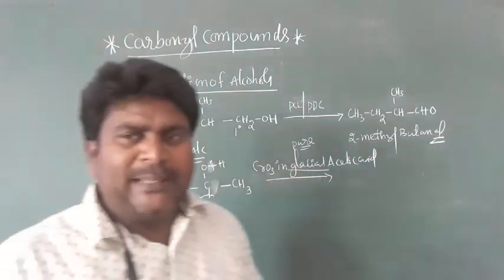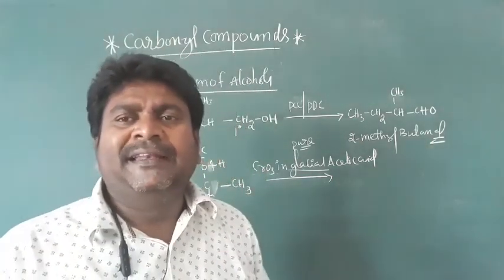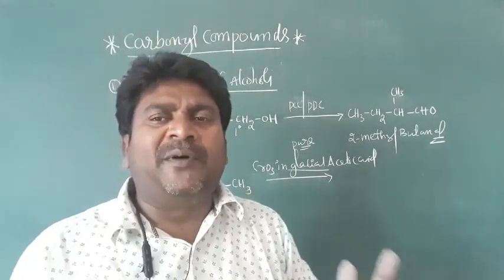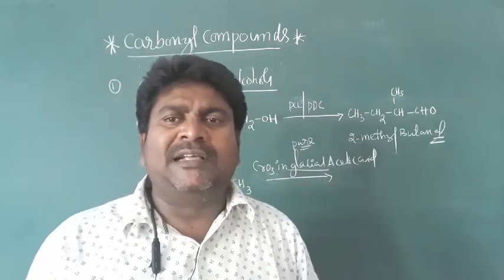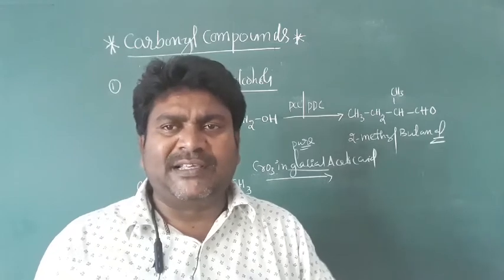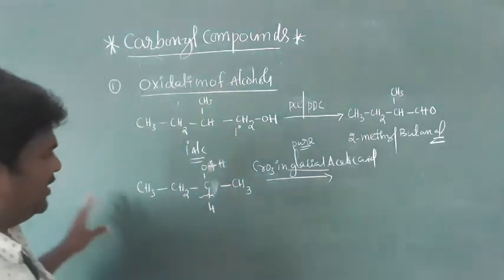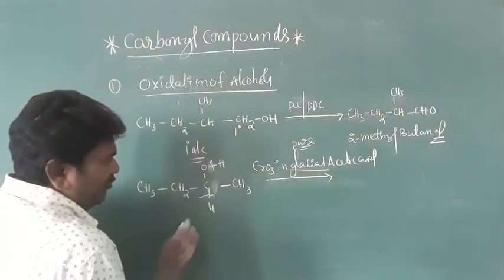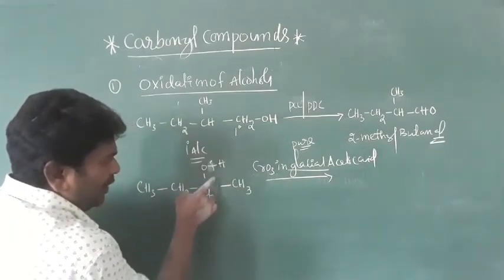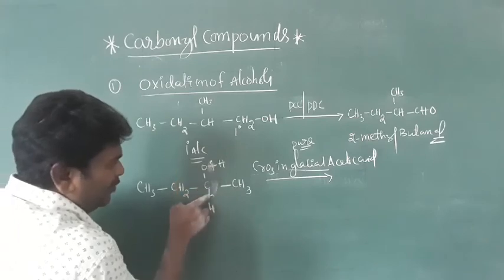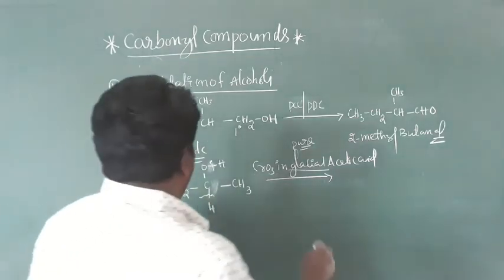I told you so many times: if two sigma bonds are lost, we will get one pi bond. If one pi bond is lost, we will get two sigma bonds. It is vice versa. So here, one pi bond between carbon and oxygen, and one sigma bond on each side. What is the compound here?